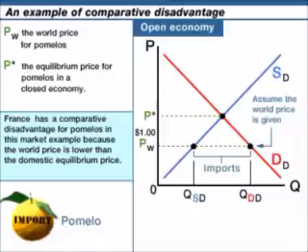It's cheaper for France to import its pomelos rather than to make them at home. Now we're going to talk about another case. In the second case, we'll look at another product where France does have a comparative advantage. That is, a situation where the world price is greater than the domestic equilibrium price. The product that we'll choose to examine is wine.